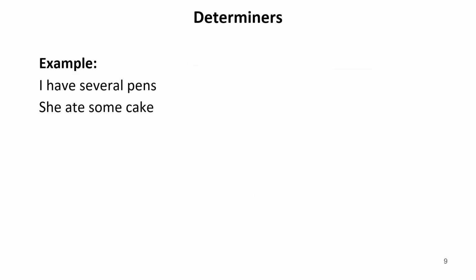Now, I have several pens. How many pens? We don't know, but several. It means some pens are there. So this is a countable noun and we are using several. So with countable nouns, we use few, many and several. These three words are used with countable nouns only.